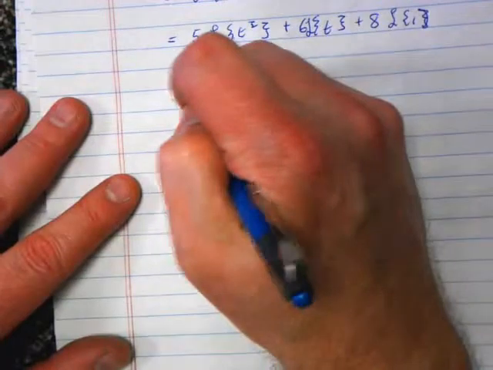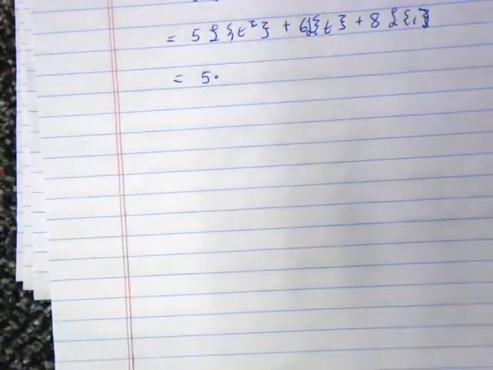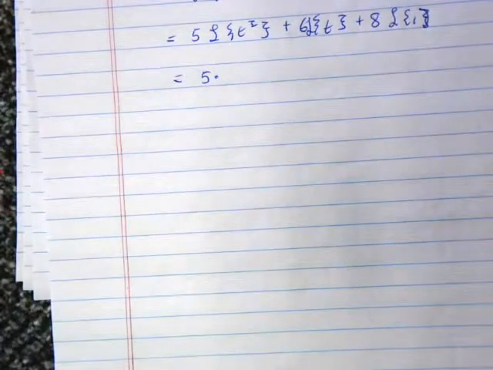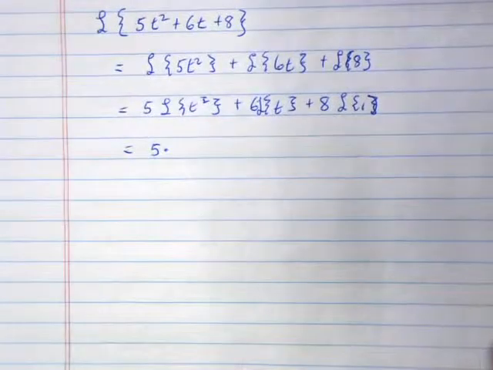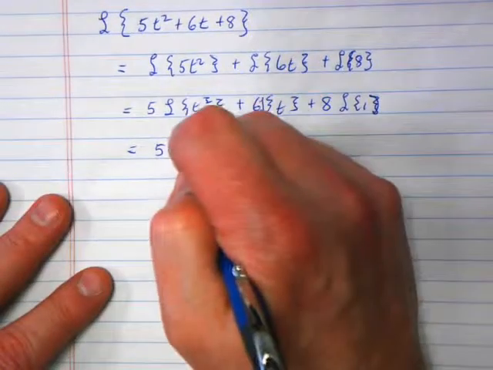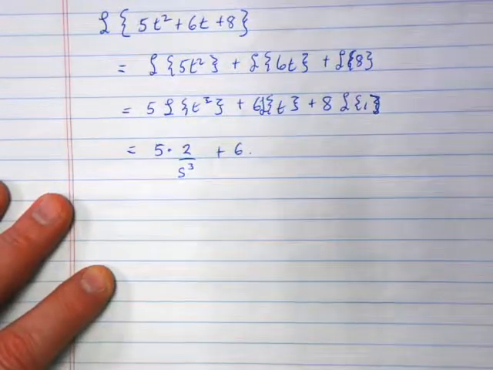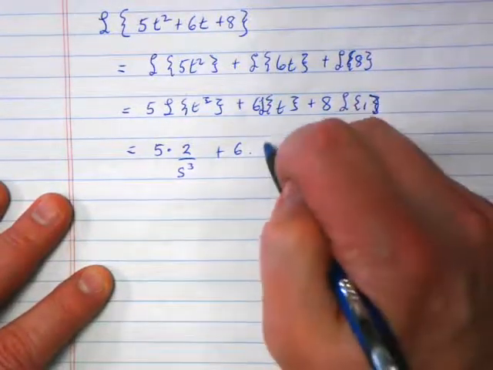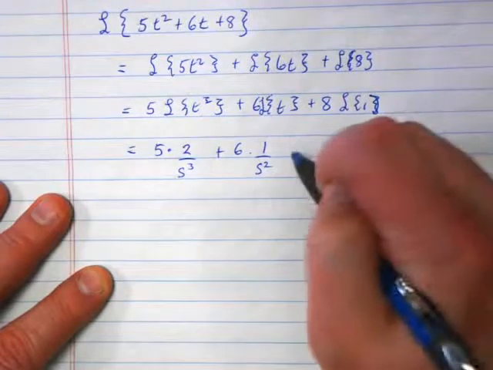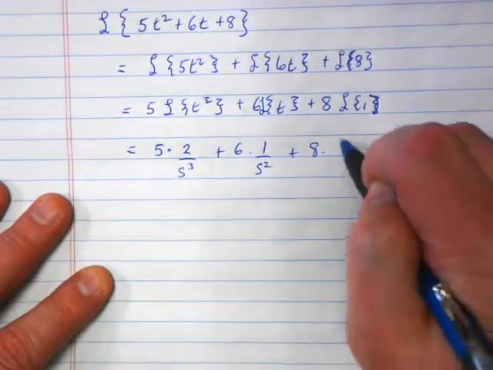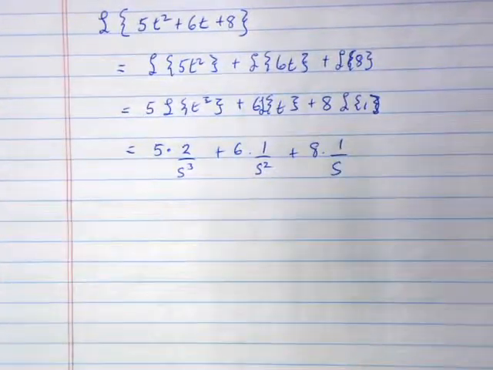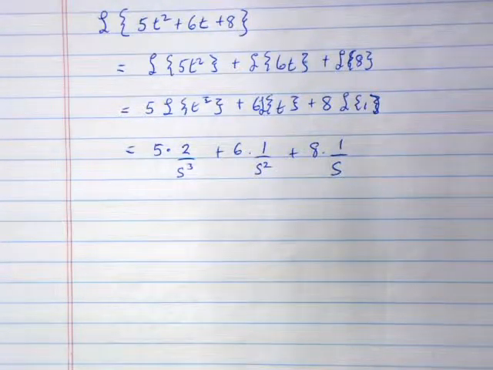So the answer is 5 times, what did we say the Laplace transform of t squared was? 2 over s cubed. Plus 6 times, what was the Laplace transform of t? 1 over s squared. Plus 8 times 1 over s. There's your answer. So basically what we have learned so far today, we can find the Laplace transform of polynomials.